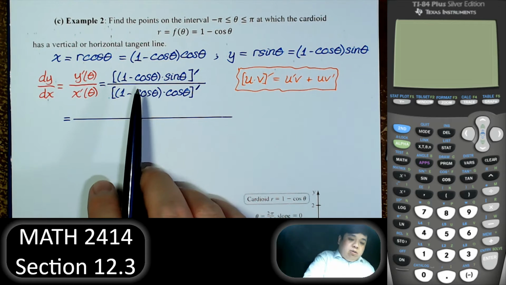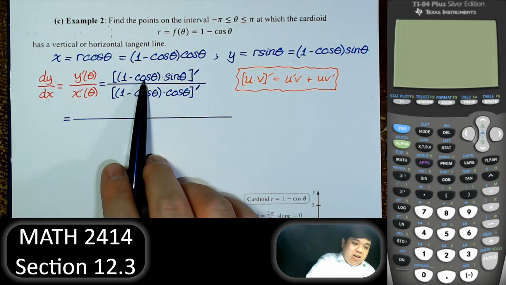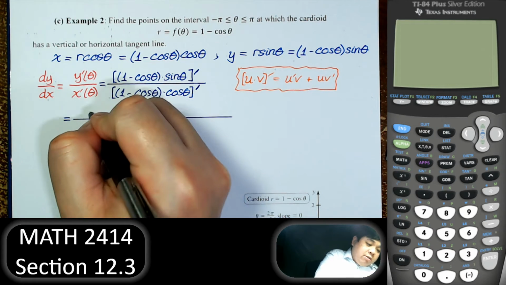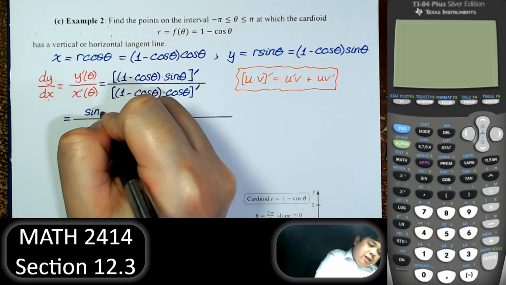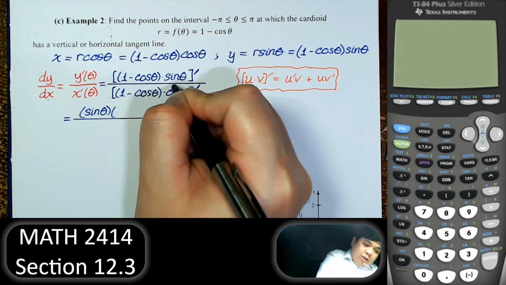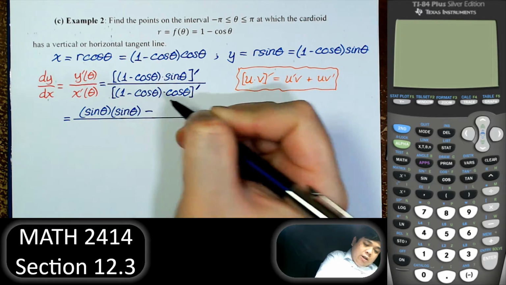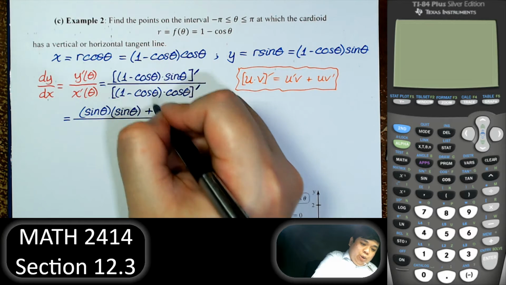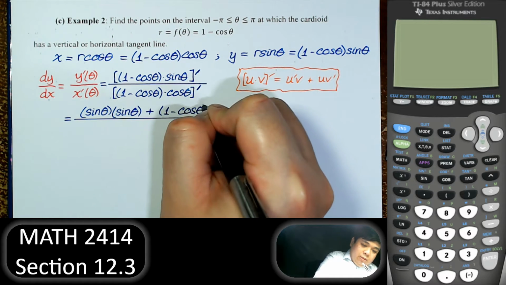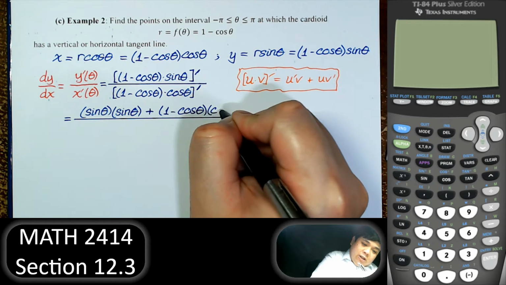Right. Now, derivative of u, derivative of negative cosine is sine. Derivative of 1 is 0, so we just have sine theta times v. And then plus u v prime, derivative of sine is cosine.